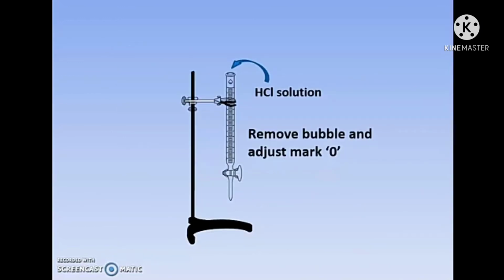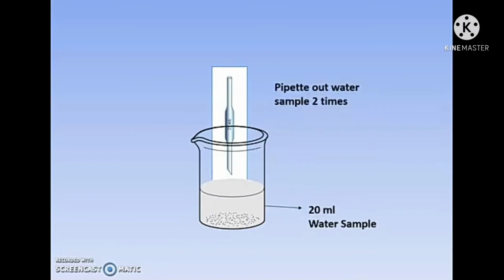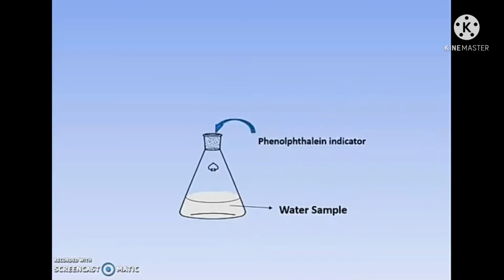So whatever the HCl solution is there, we have to take in burette and ensure that you have adjusted zero mark by removing the bubble. We have to take 20 ml water sample by pipette. Because pipette is only of 10 ml, you have to take it for 2 times. It means it becomes 20 ml water sample. Then in that water sample, we have to add phenolphthalein indicator.